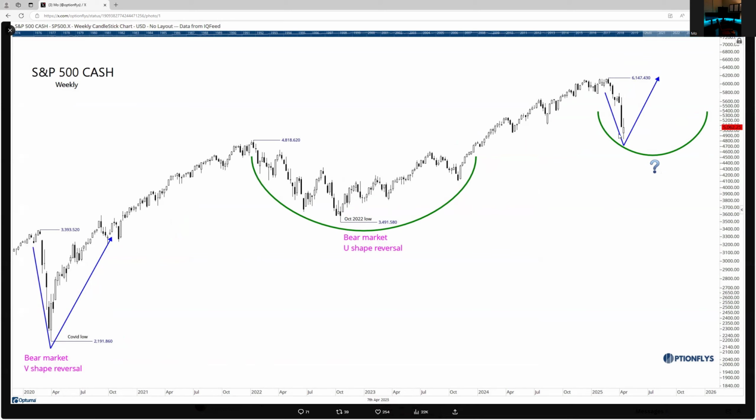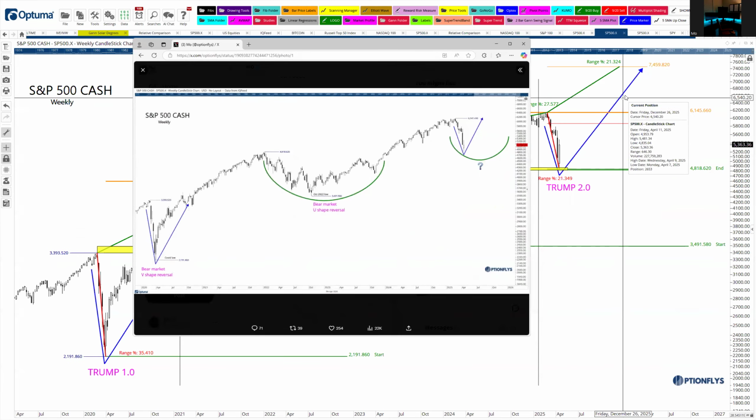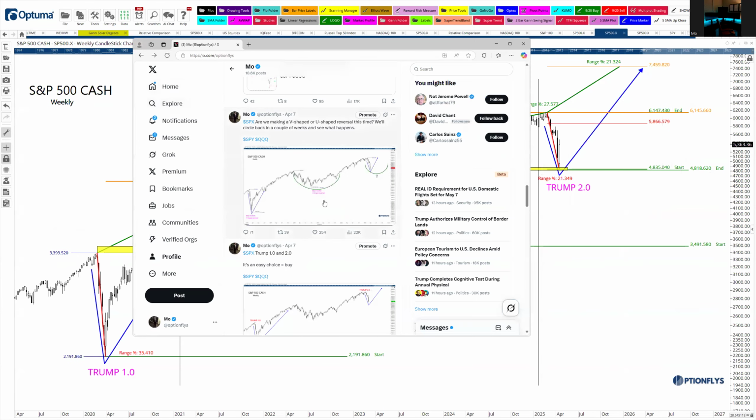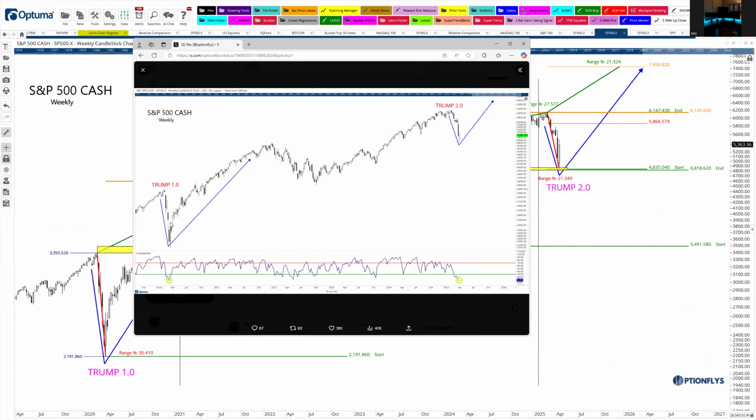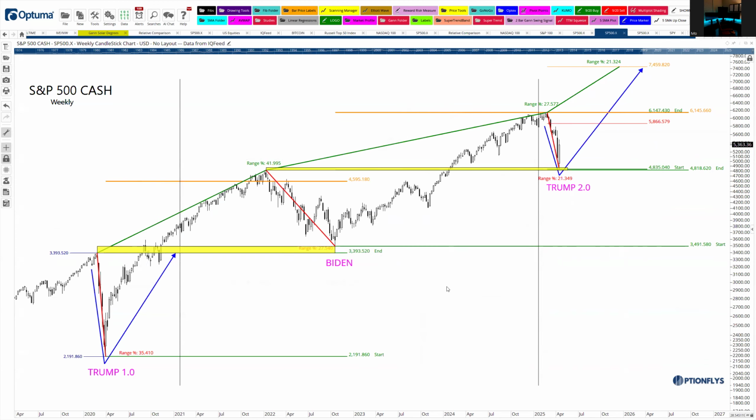So now the question is, do we make a U or do we make a round bottom? I'm not talking about a low. My focus is not on a low. Focus is on a pattern: are we going to repeat this thing? I've been showing this. Look, 1.0, 2.0. This guy is going to pump the market. I don't blame that.